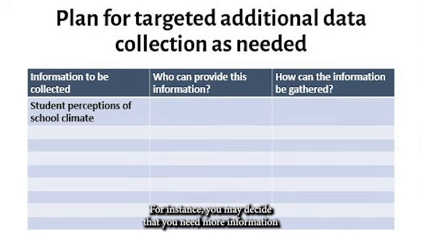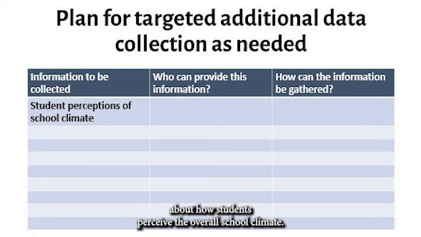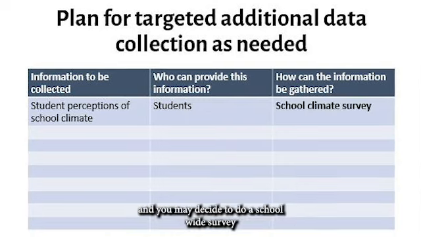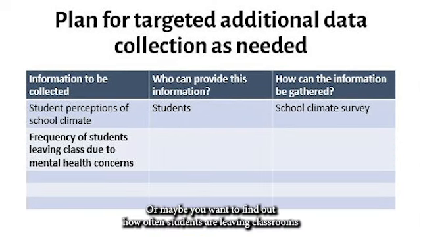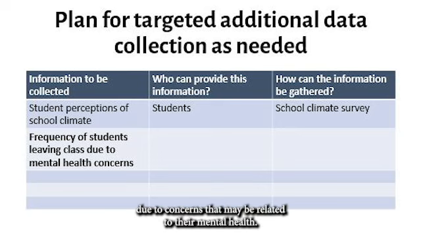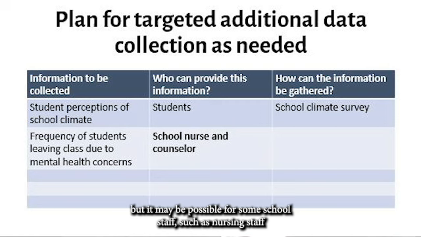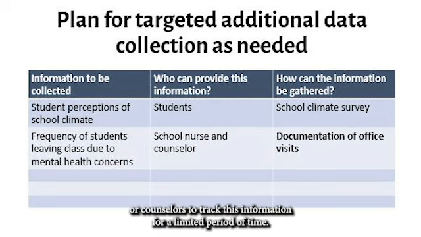For instance, you may decide that you need more information about how students perceive the overall school climate. Only students themselves can answer this question, and you may decide to do a school-wide survey, for example. Or maybe you want to find out how often students are leaving classrooms due to concerns that may be related to their mental health. This isn't tracked anywhere officially in your school, but it may be possible for some school staff, such as nursing staff or counselors, to track this information for a limited period of time.